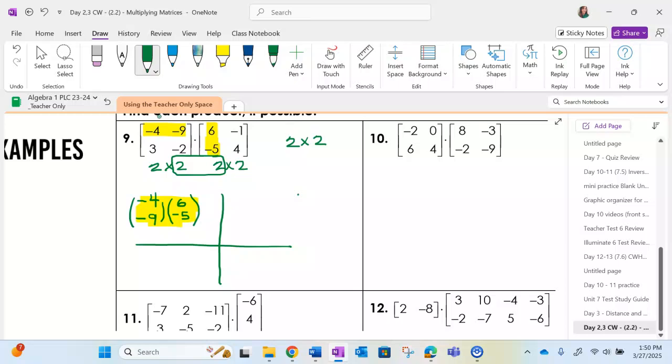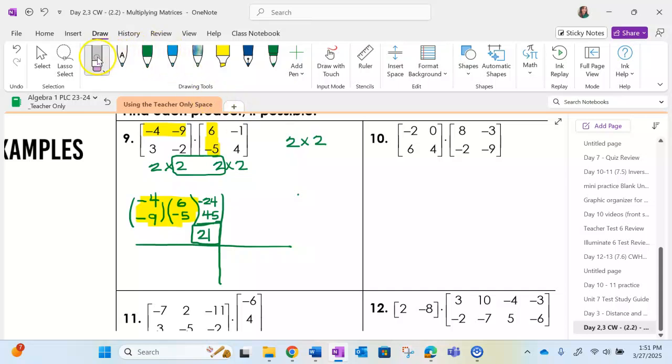So -4 times 6 is -24, and -9 times -5 is 45. And then I'm going to add them. So -24 plus 45 is 21. So the answer to this first one, I'm going to put a box around it, is 21.